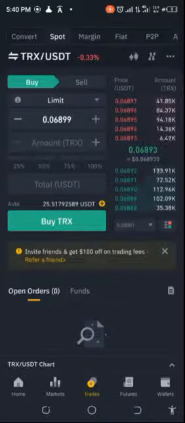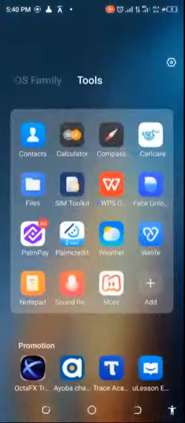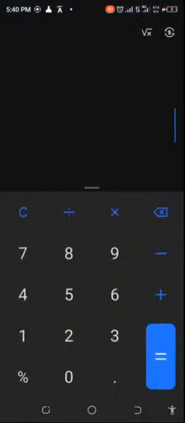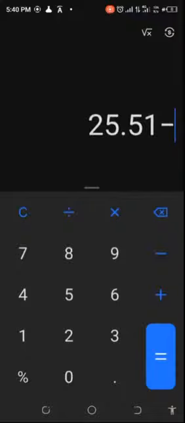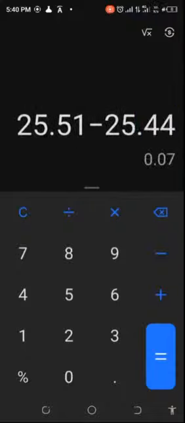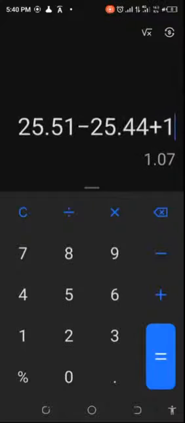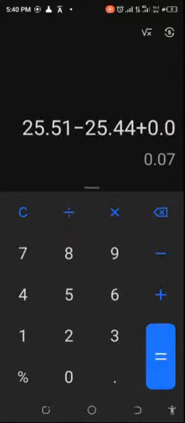I already told you that changing it to TRX in KuCoin and then coming here to change it again is going to take at least 10 cents from our profit. So what was our profit supposed to have been? Let's check that again. 25.51 minus 25.44, so this is 7 cents. Plus the 10 cents, it would have been 17 cents.